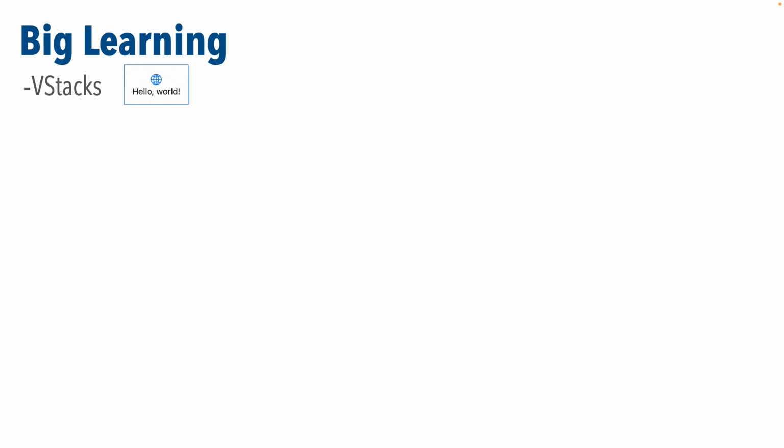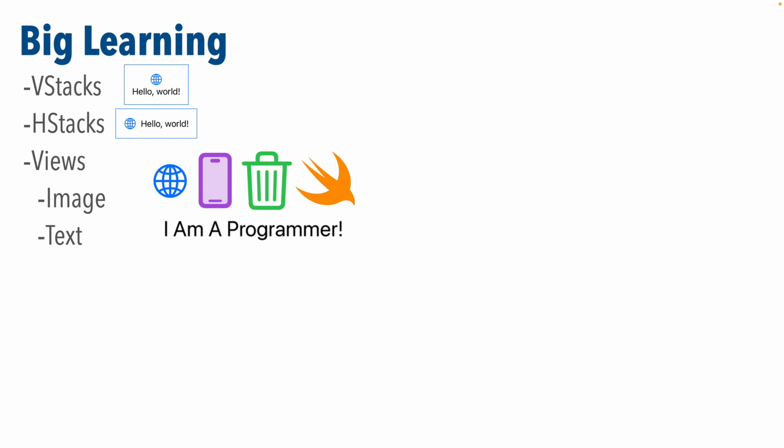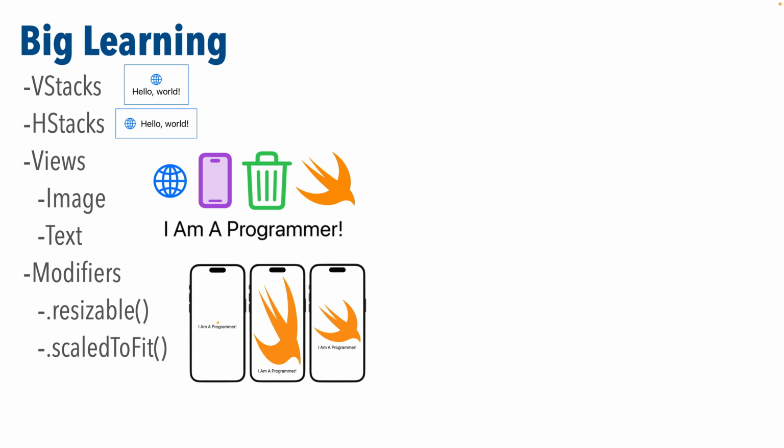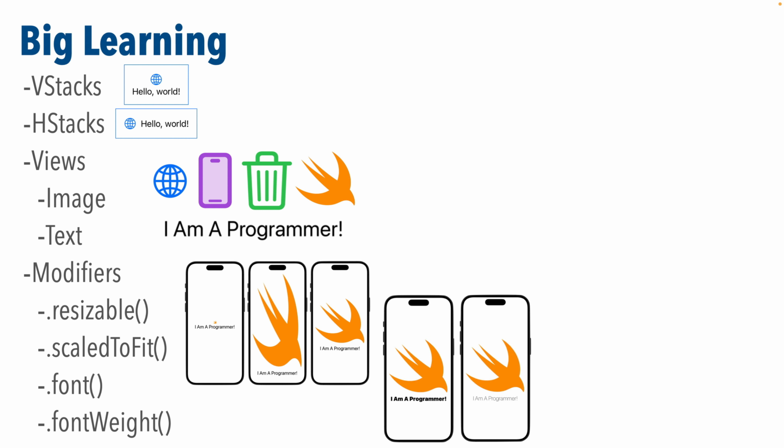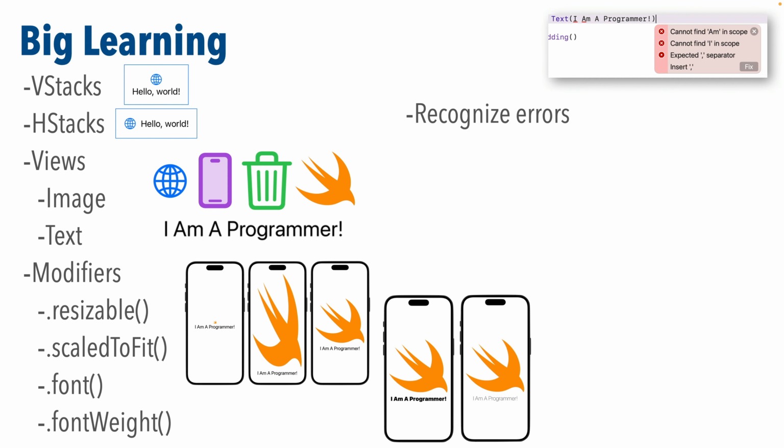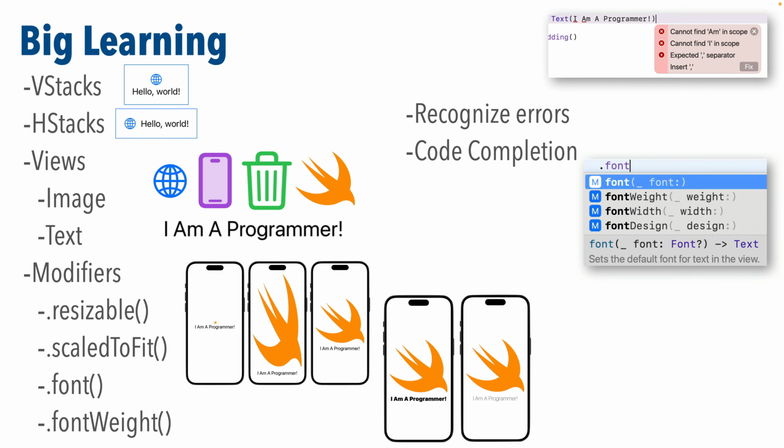We covered VStacks, HStacks, views. We worked with image and text views. We worked with modifiers. We added our own modifiers, including resizable, scale to fit, font, and font weight. We learned to recognize errors and work with Xcode's code completion and the library.